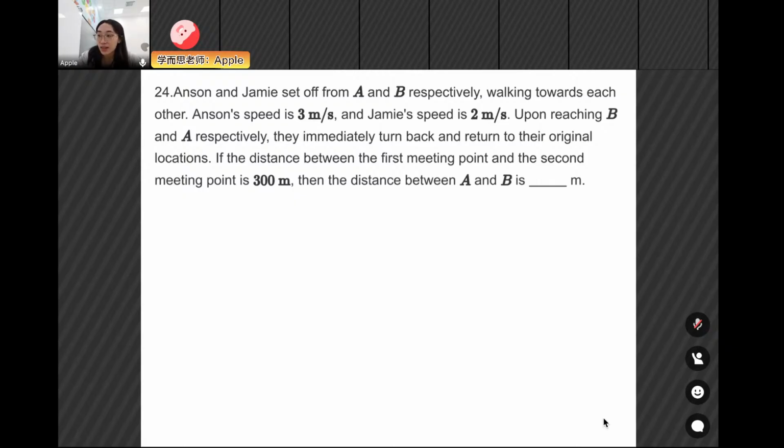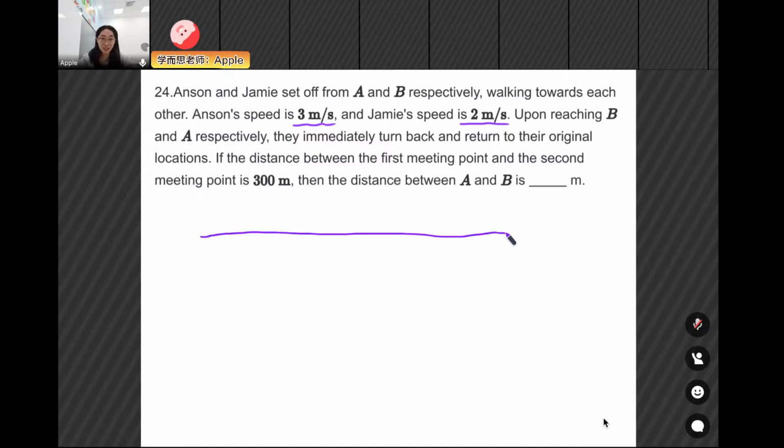Anson and Jamie set off from A and B respectively, walking towards each other. Anson's speed is 3 meters per second, and Jamie's speed is 2 meters per second. Upon reaching B and A respectively, they immediately turn back and return to their original locations. If the distance between the first meeting point and the second meeting point is 300 meters, then the distance between A and B is... well, here, everyone, let's have a look.